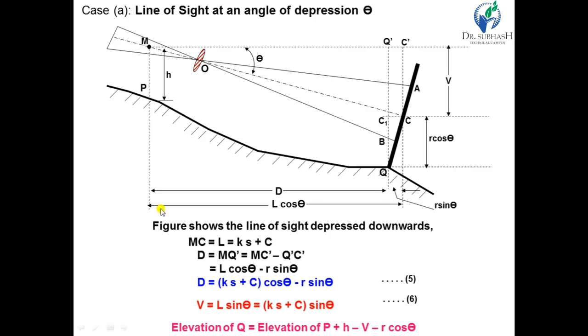Now MQ dash is equal to MC dash minus Q dash C dash. So MC dash is equal to L cos theta, and Q dash C dash is equal to R sin theta. Right? Q dash C dash is equal to R sin theta. So D is equal to Ks plus C cos theta minus R sin theta, and V is equal to L sin theta. Put the value of L and we can get the equation V is equal to Ks plus C sin theta.